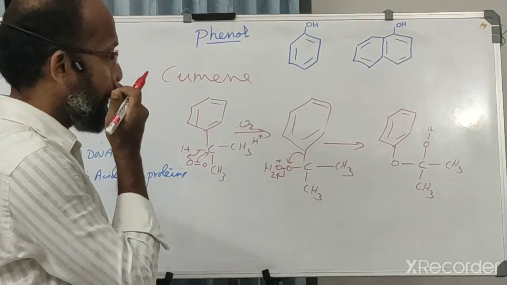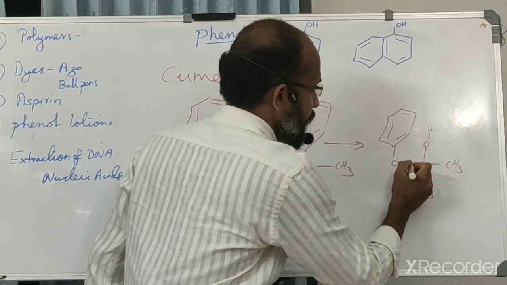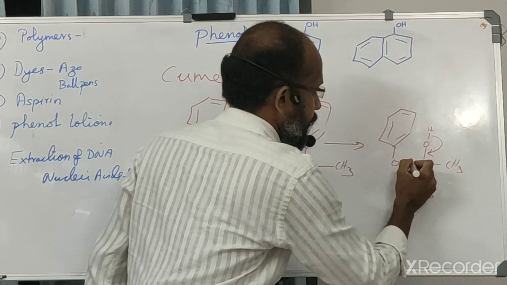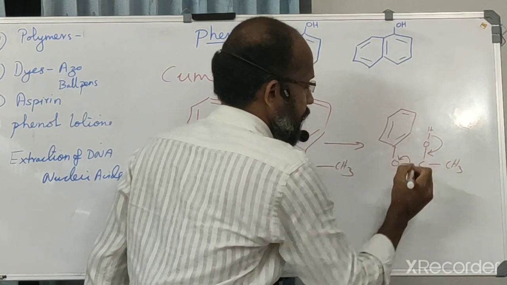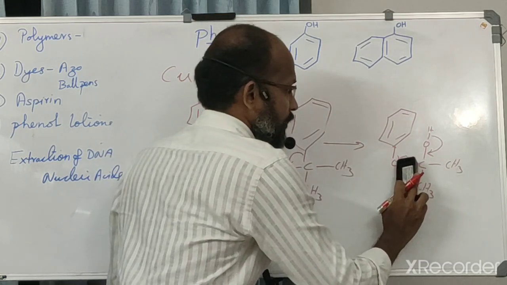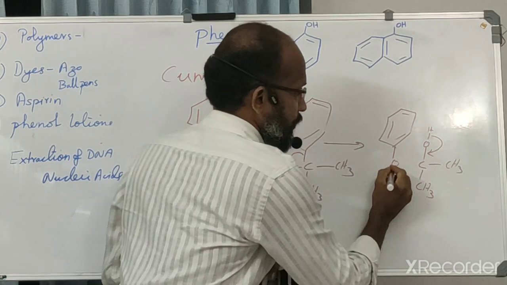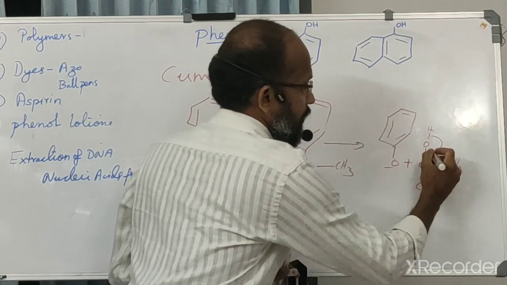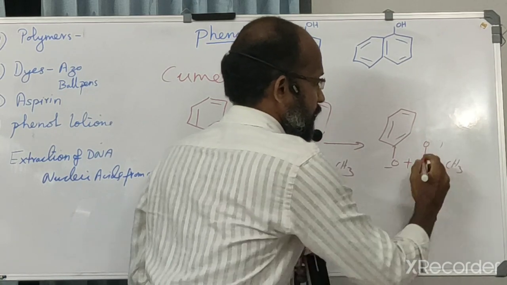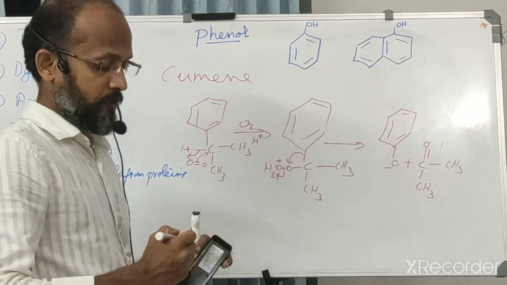Okay. Then in the next step, the product is actually formed as the bond will break. Here the bond will break. So it will be phenoxyl ion plus a byproduct, which is also a valuable one. This is actually acetone, a valuable product for more synthetic purposes.